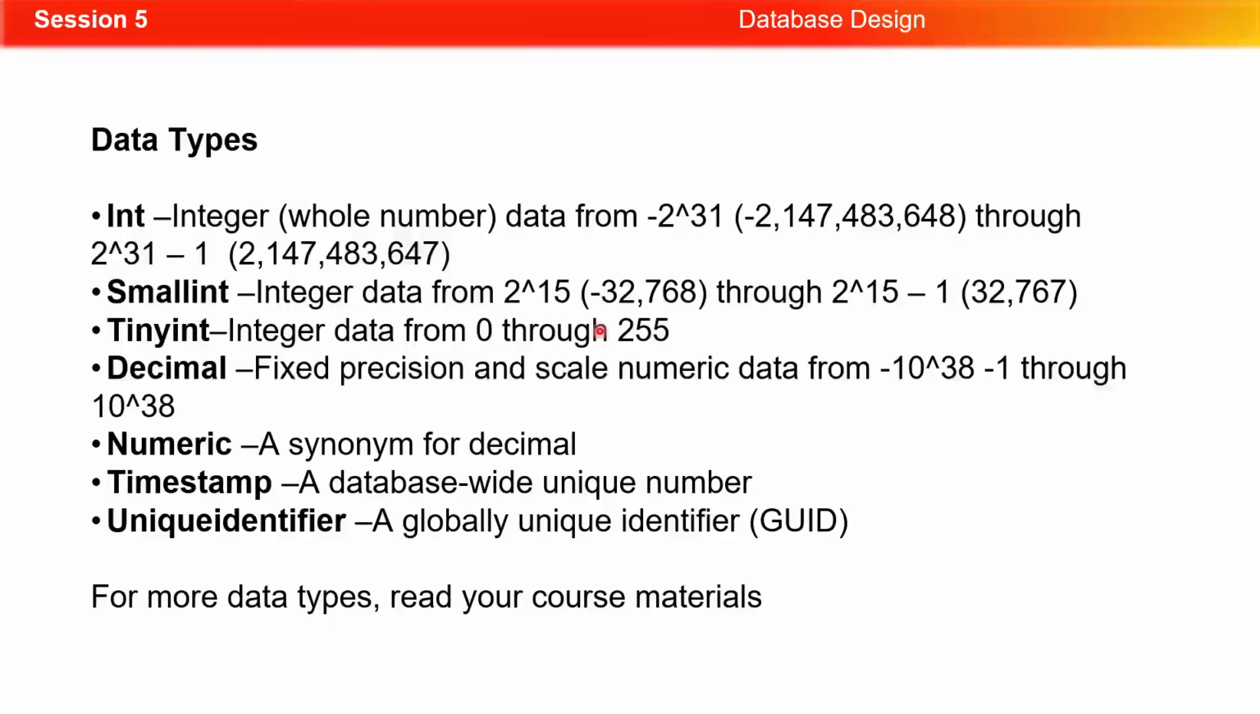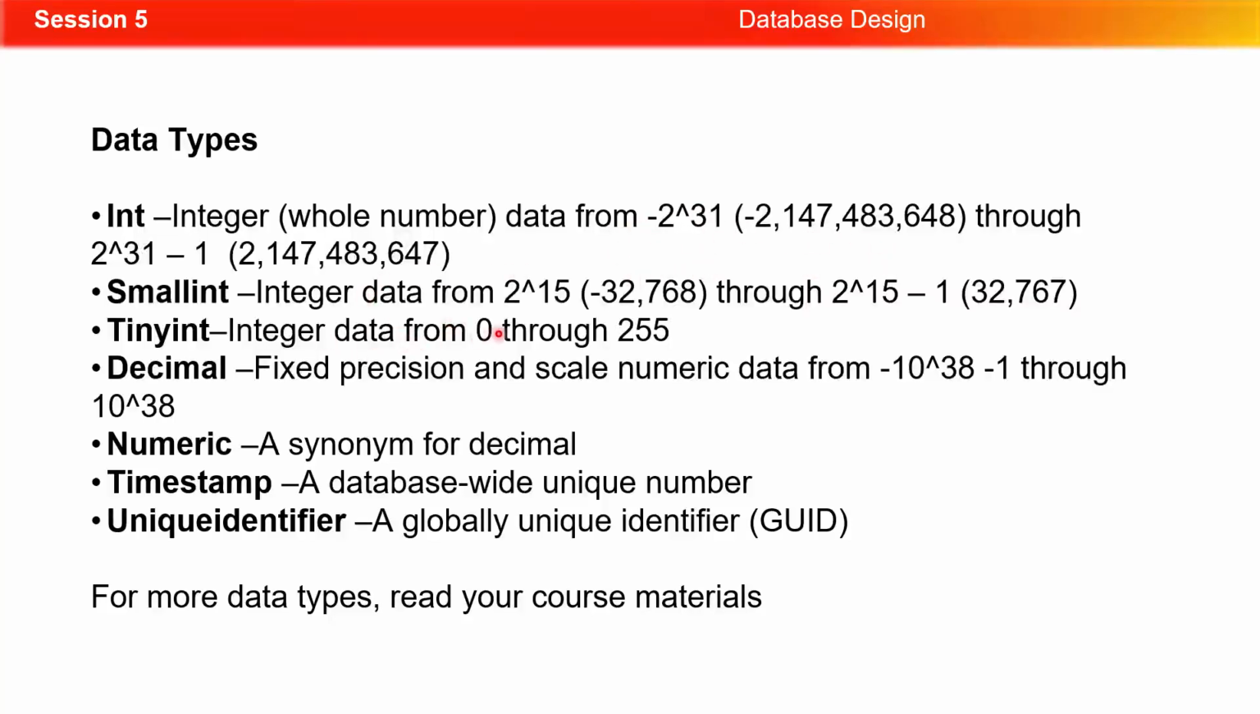There is a small int which takes up less memory. So integer takes up more memory because the range of numbers is bigger. So if you need that range, obviously integer is your solution, but it can cost you in performance and storage. So a small int may be a better way to go. As you can see here, the range is less, but it takes up less memory.